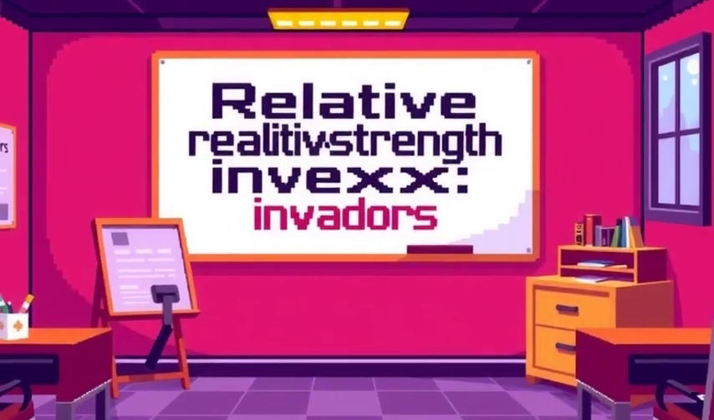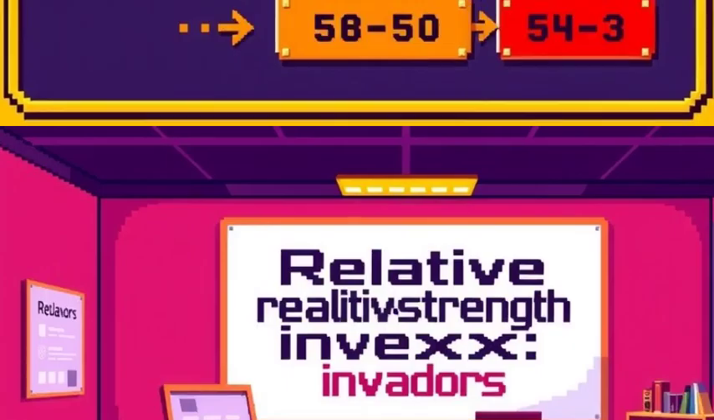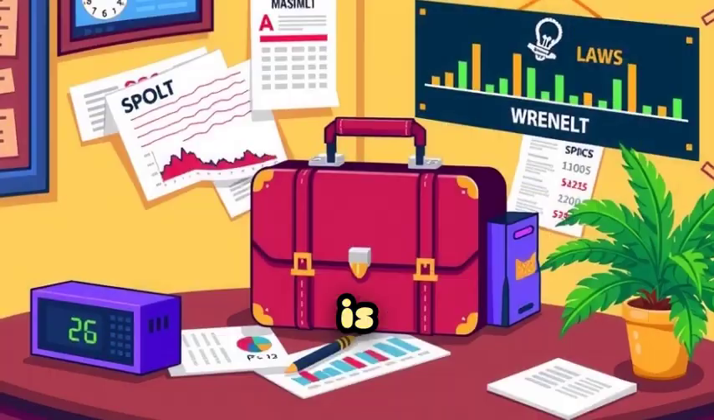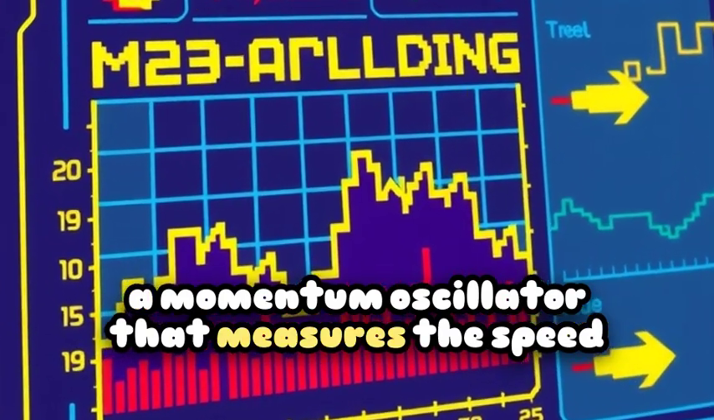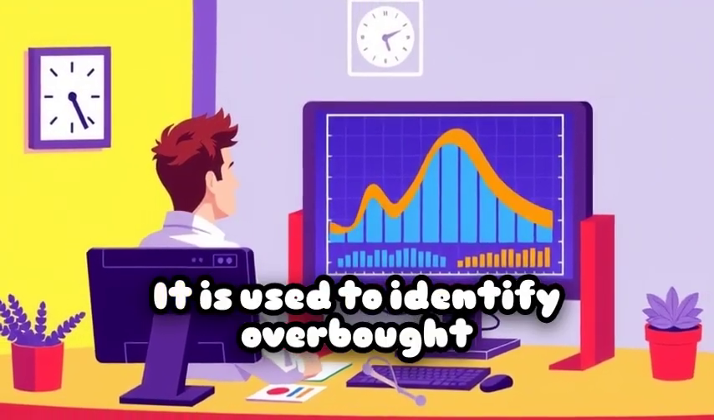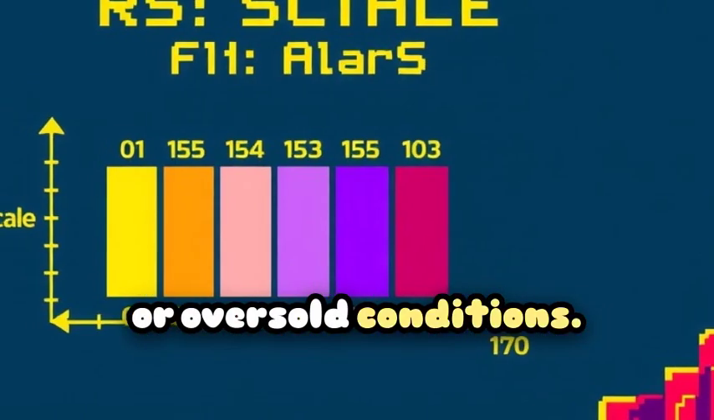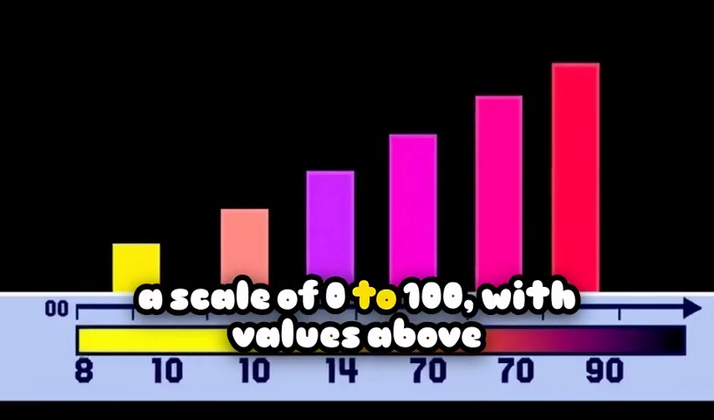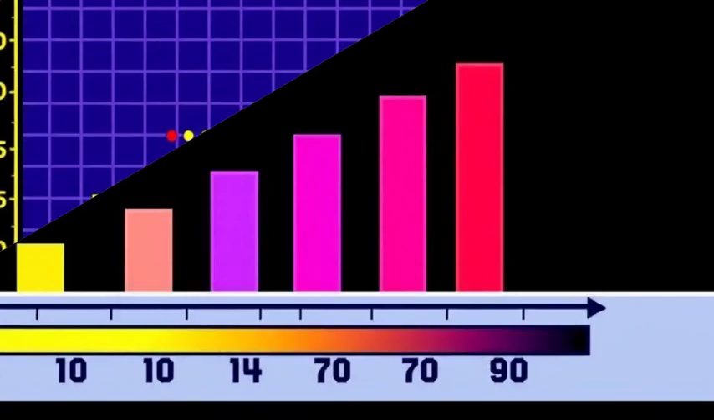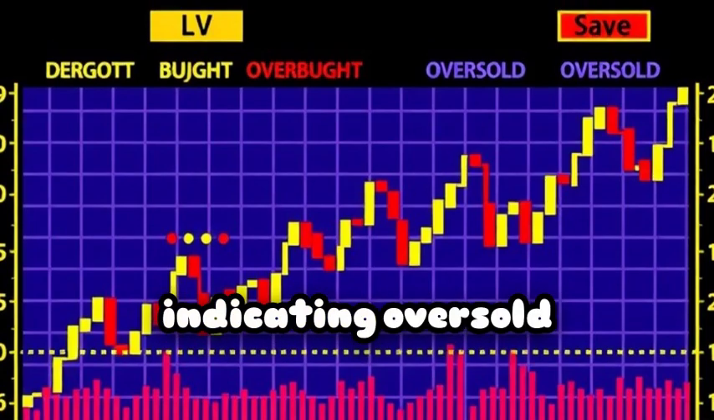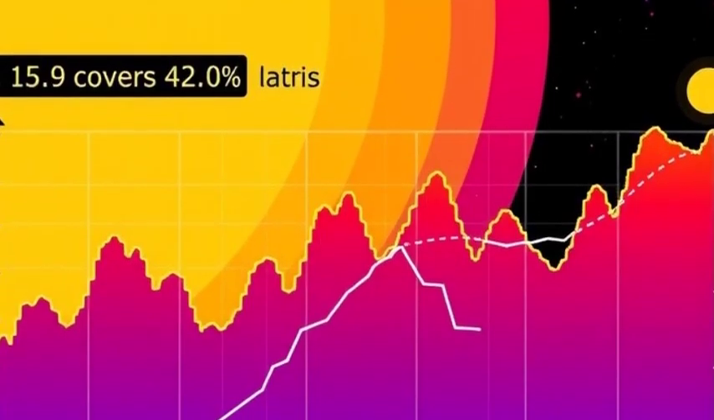11. What is the Relative Strength Index, RSI? The Relative Strength Index, RSI, is a momentum oscillator that measures the speed and change of price movements. It is used to identify overbought or oversold conditions. The RSI is typically measured on a scale of 0 to 100, with values above 70 indicating overbought conditions and below 30 indicating oversold conditions.